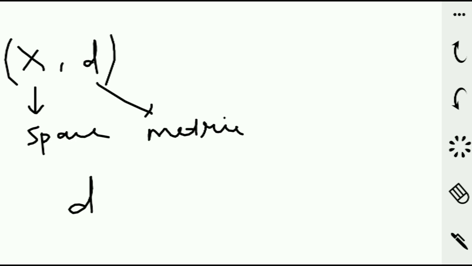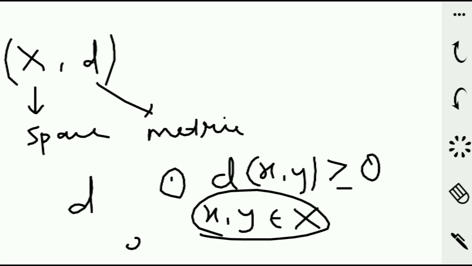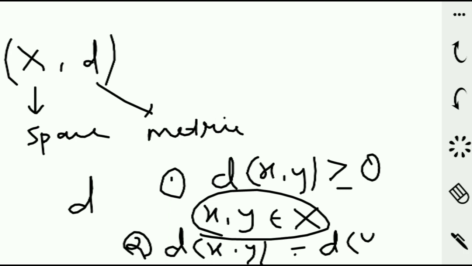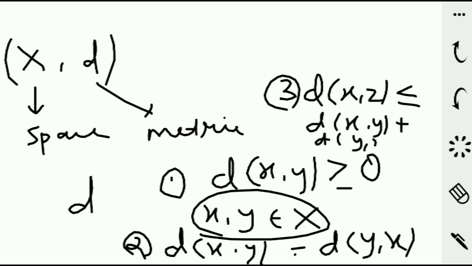First property is that the distance between x, y should be greater than or equal to 0, where x, y belong to X, meaning these points are in X. Second, the distance between x, y should be equal to the distance between y, x. Third, the distance between x, z should be less than or equal to the distance between x, y plus the distance between y, z. This property is called the triangle inequality property.